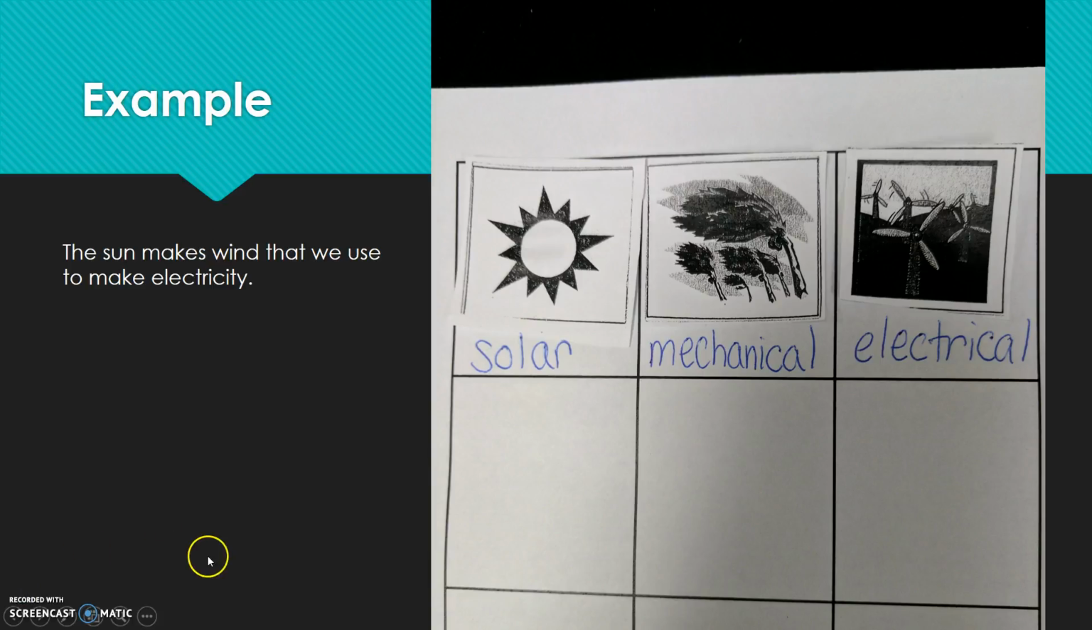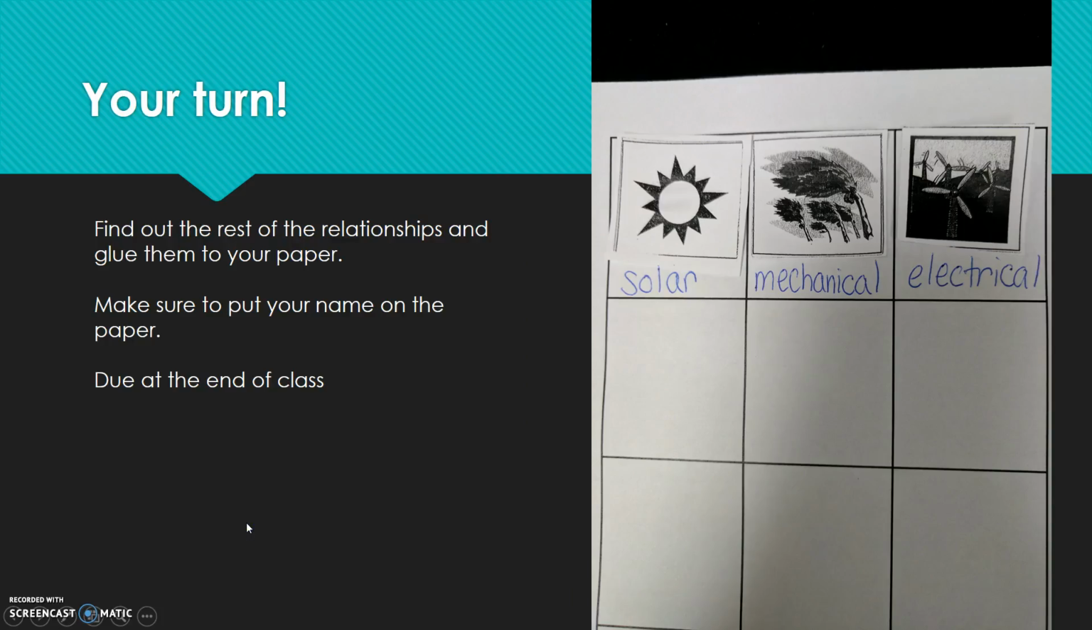Okay, so I'm going to show you the activity directions again. So find out the rest of the relationships and glue them to your paper. Make sure you put your name on the paper, and it's due at the end of class. So find out what the other 3 relationships are. There might be more than 3. You know, you can kind of use your imagination. As long as it makes sense and you can explain it, it can be correct.